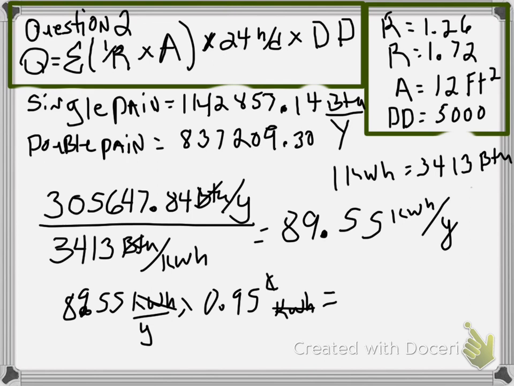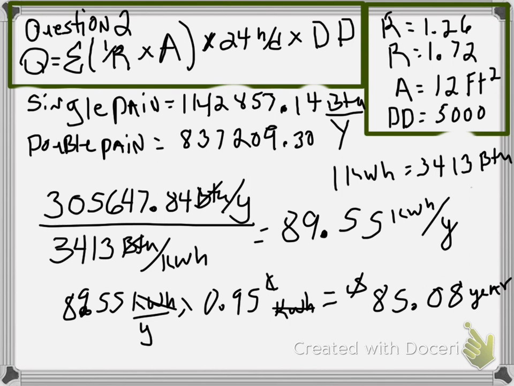And I end up with 85.07.6, so I'm going to round up to make it 8 cents. And so each window, if I had a 12-foot square window, each window that I would replace, I can save $85.08 each year.